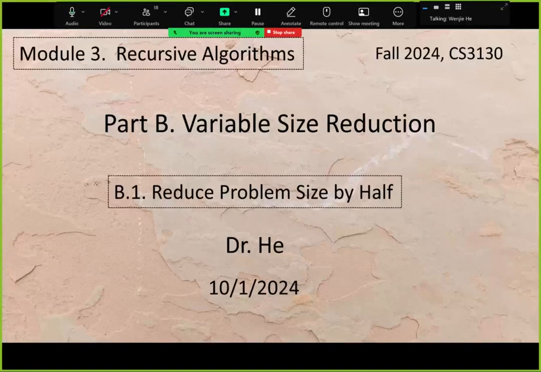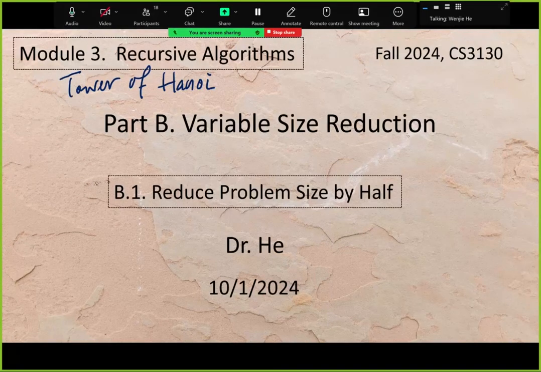So here, let's recall the problem we just solved last time. Remember a little bit. The problem is the Tower of Hanoi problem, right? So we just completed the solution. Let me make some comments.